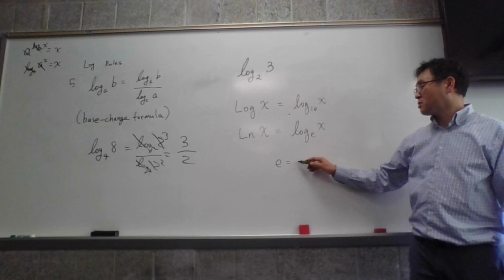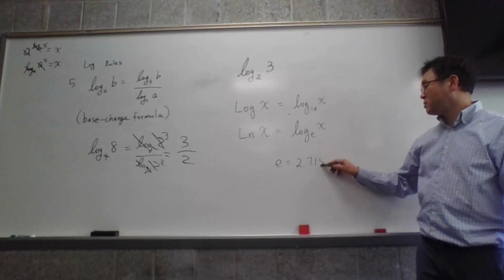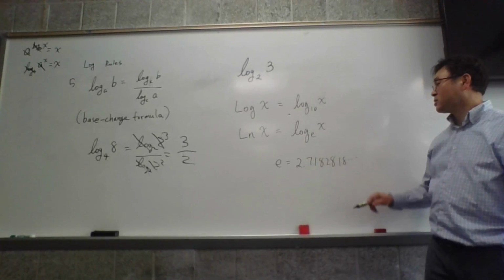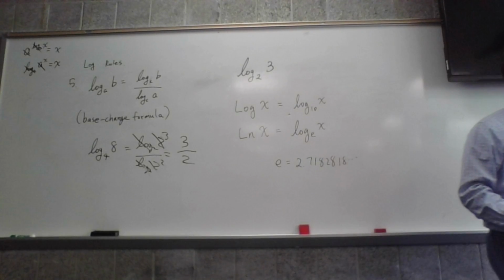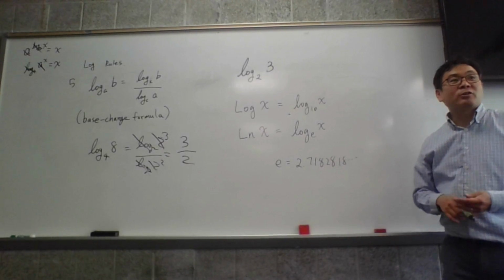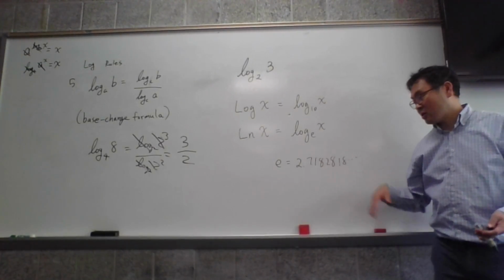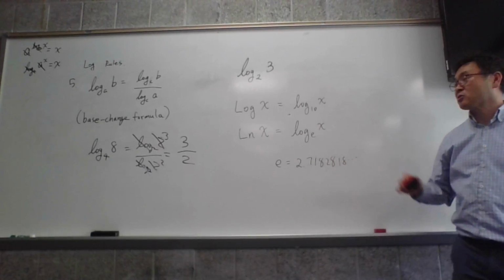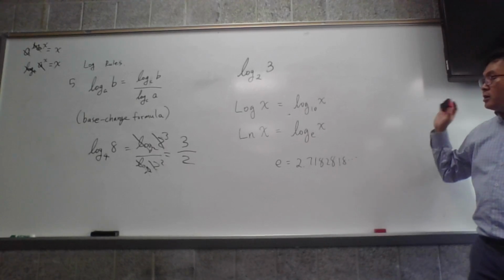And it's about 2.7182818 something something. That's the approximate value. This is another irrational number, so it doesn't repeat. You can't express it using decimals or fractions.